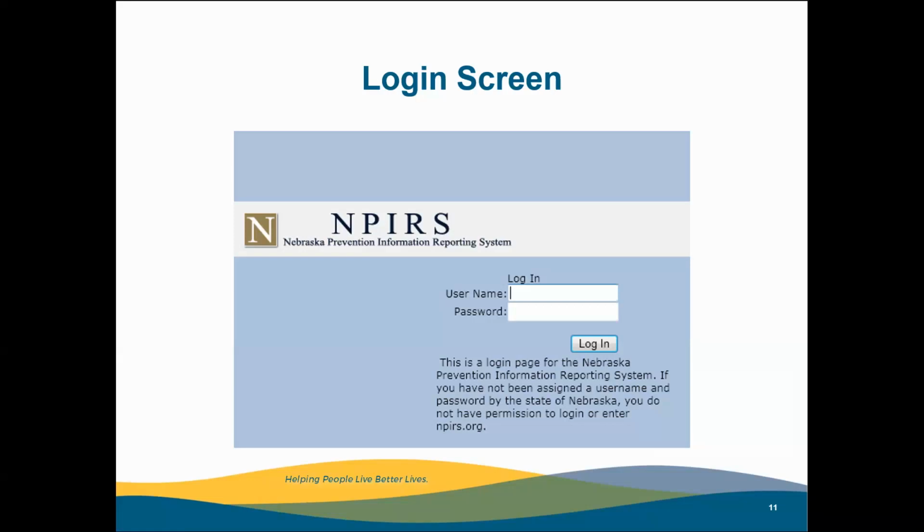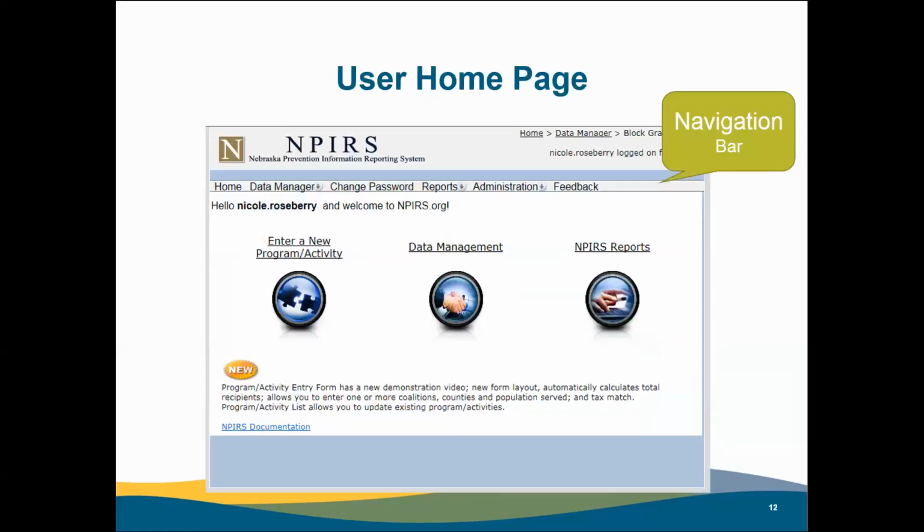So for the login screen, everybody has an assigned username and password. If you do lock yourself out, or if you need to add a user, you can contact David DeVries here at the division, or you can contact Ron Alai at NPIRS, and they can help sort that out for you. So you put in your username and password, and you come up to this screen.